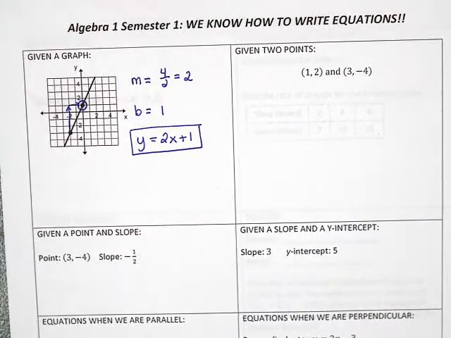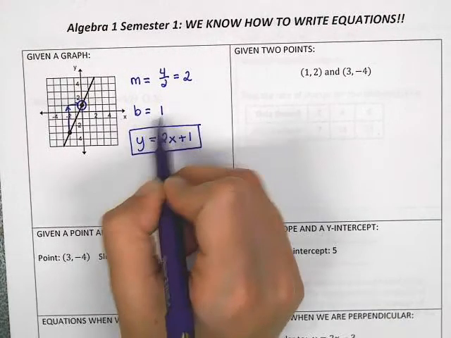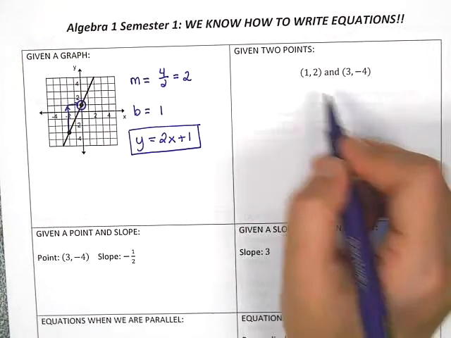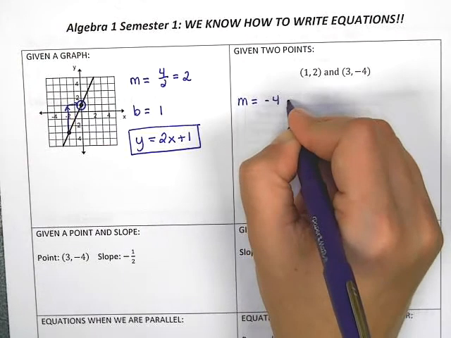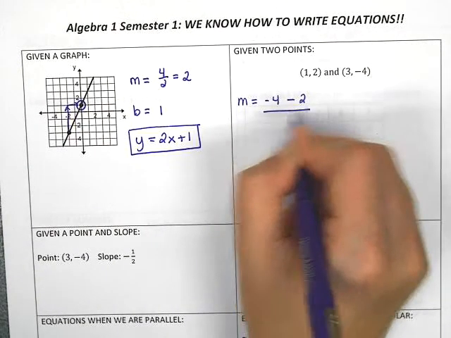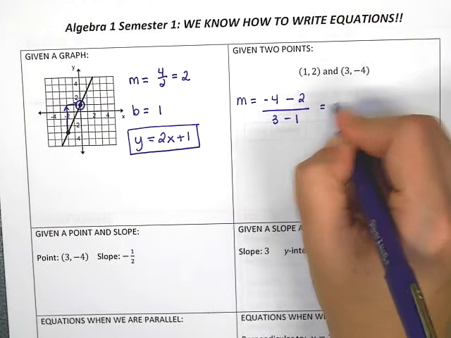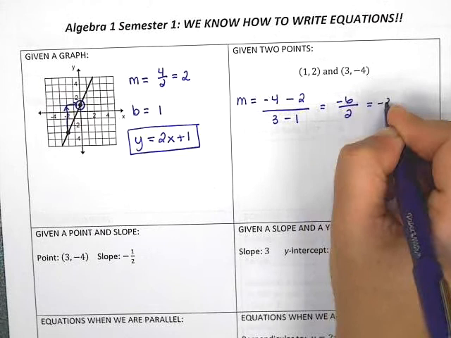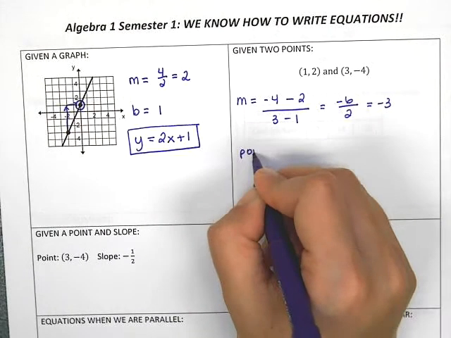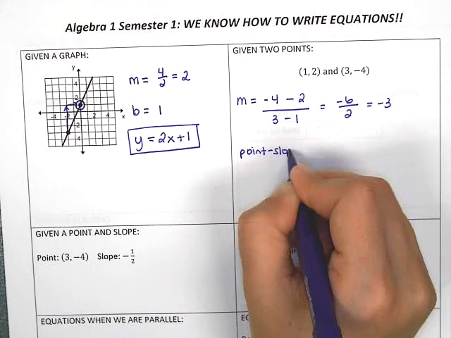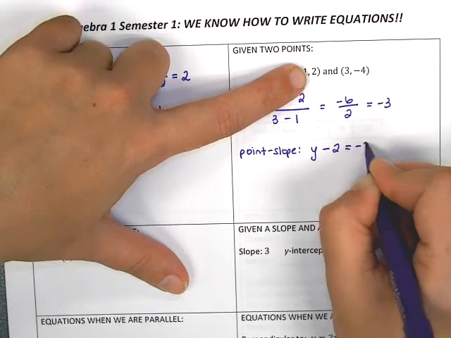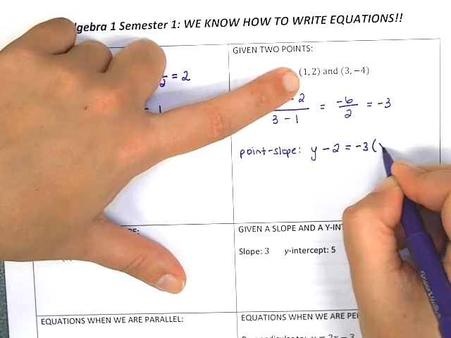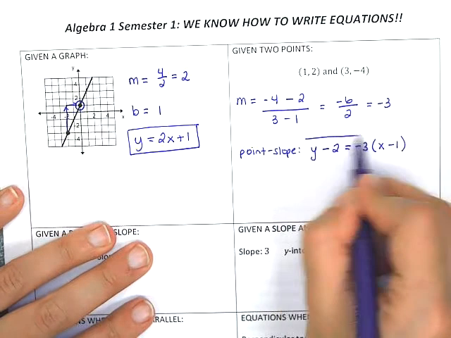Now if I'm given 2 points, I'm still going to need a point and a slope. So I'm not going to use the y-intercept anymore because that's kind of harder to do. I would just use point-slope form. First I'm going to figure out the m. So to figure out the m, I would do y2 minus y1 over x2 minus x1. That gives me negative 6 divided by 2, which is negative 3. Now I'm going to use point-slope form. So y minus the first y, which is 2, equals negative 3, which was my slope, parentheses x minus 1. And that would be the equation of my line.